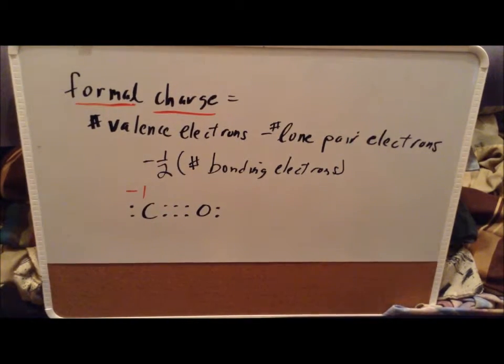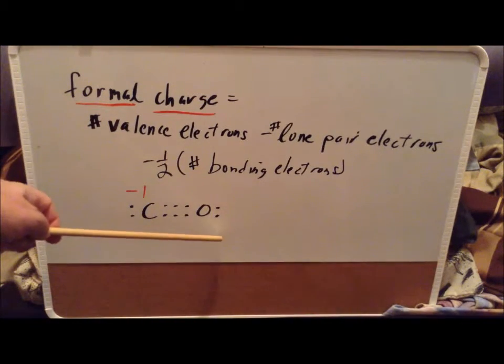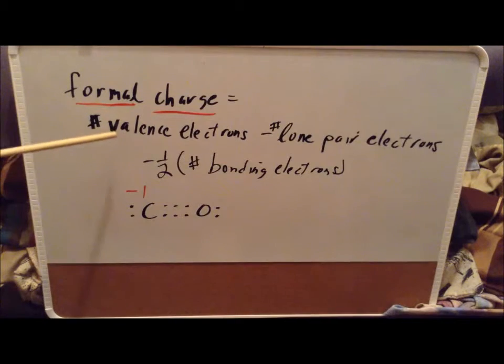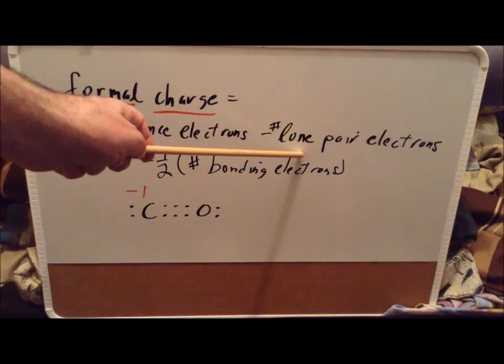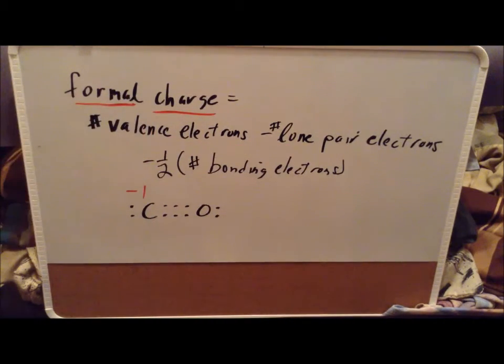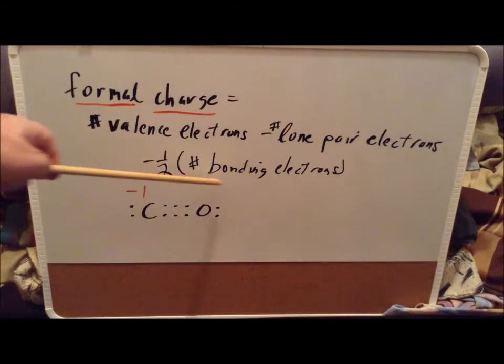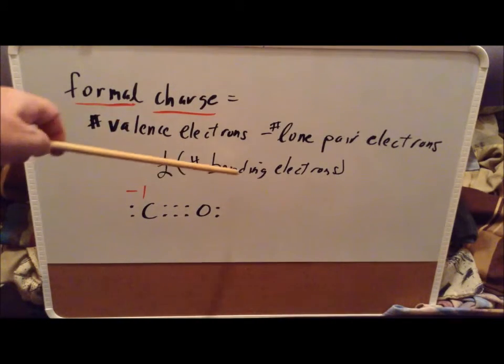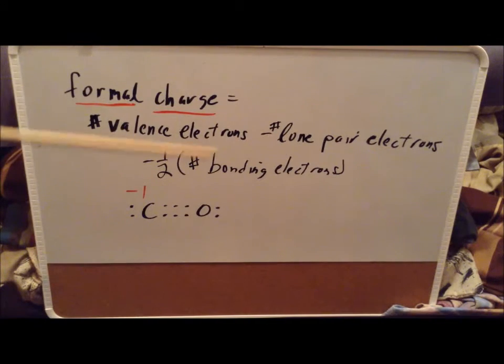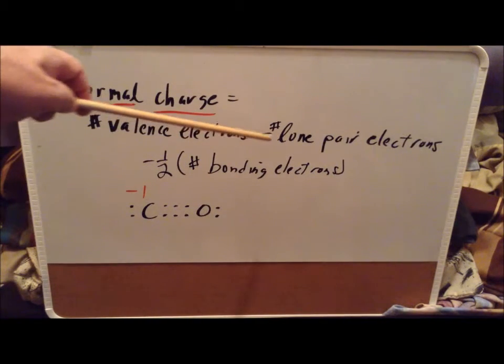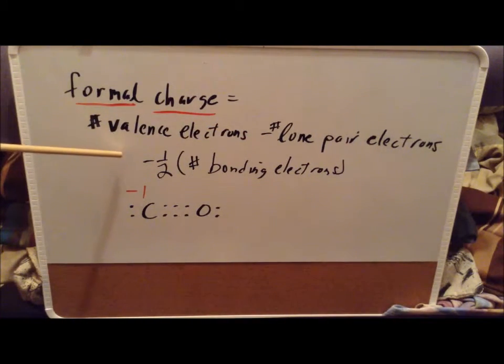Now we continue with oxygen. Oxygen starts off with 6 valence electrons. It has 2 lone pair electrons, so we start off 6 minus 2 gives us a total number of 4. Then we have to subtract 1/2 the number of bonding electrons. The number of bonding electrons is 6. Half of 6 is 3, so we have to subtract 4 minus 3 to get a positive 1. So in carbon monoxide, the formal charge on oxygen is a plus 1.